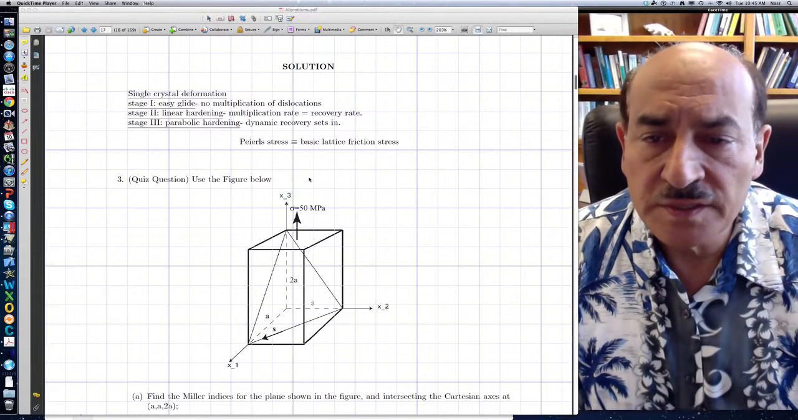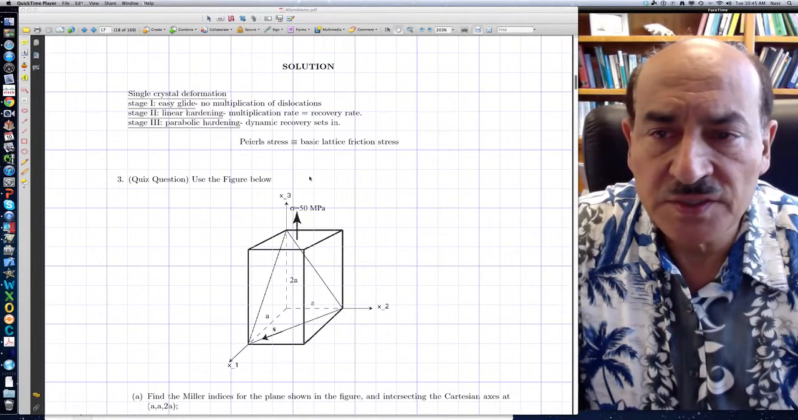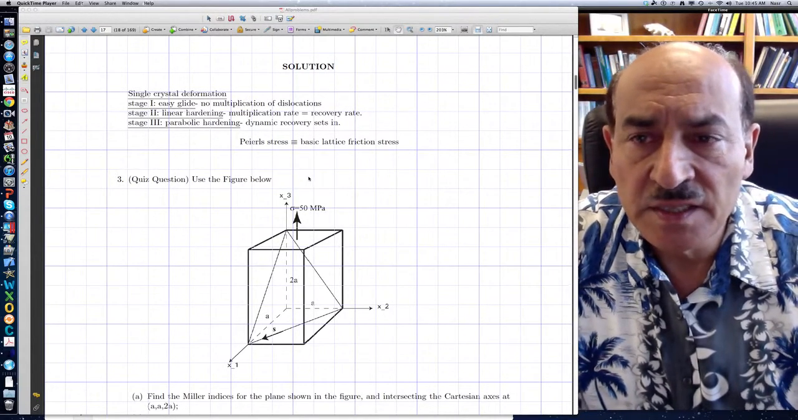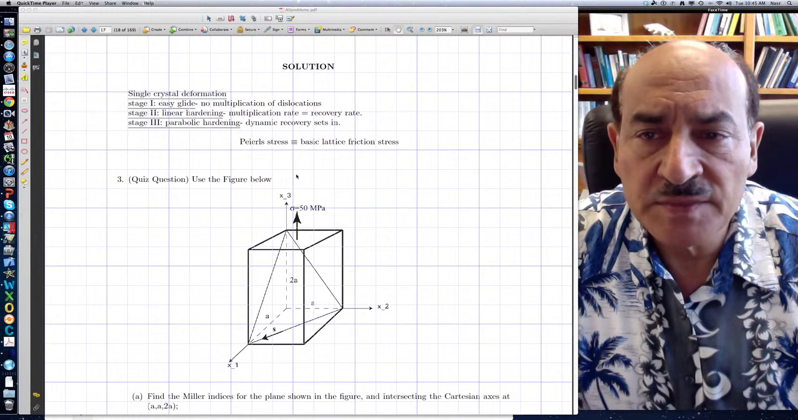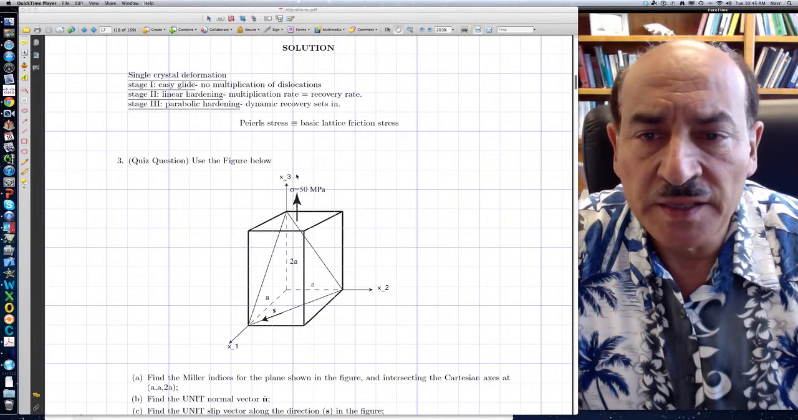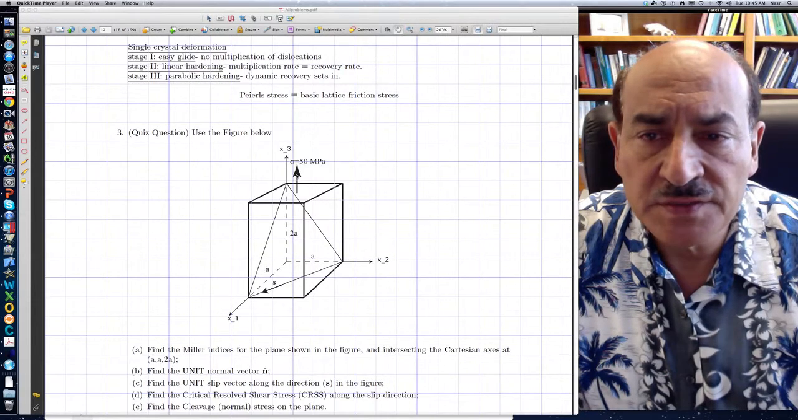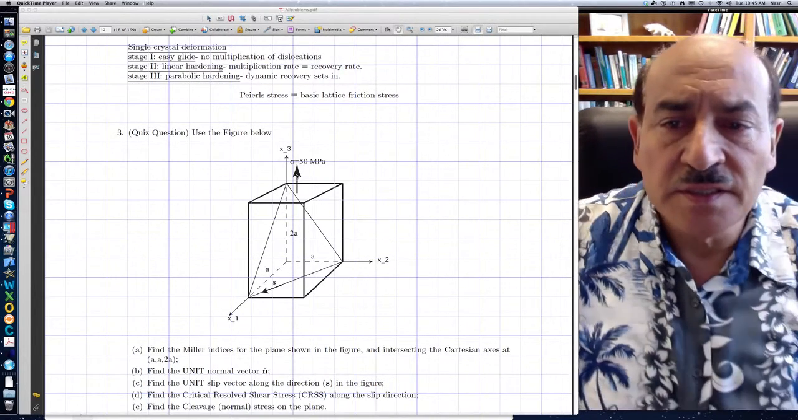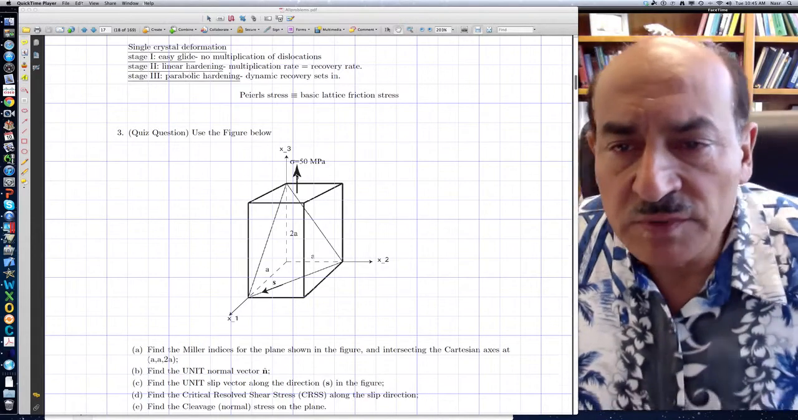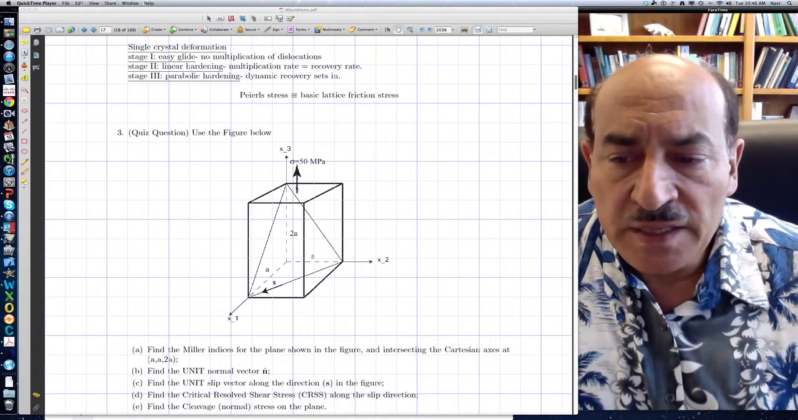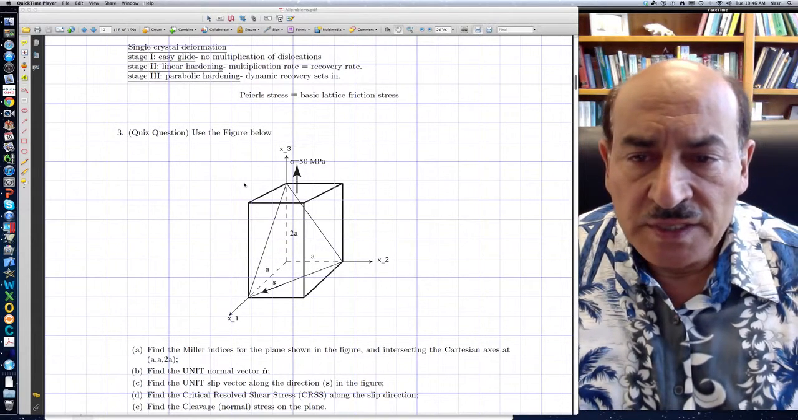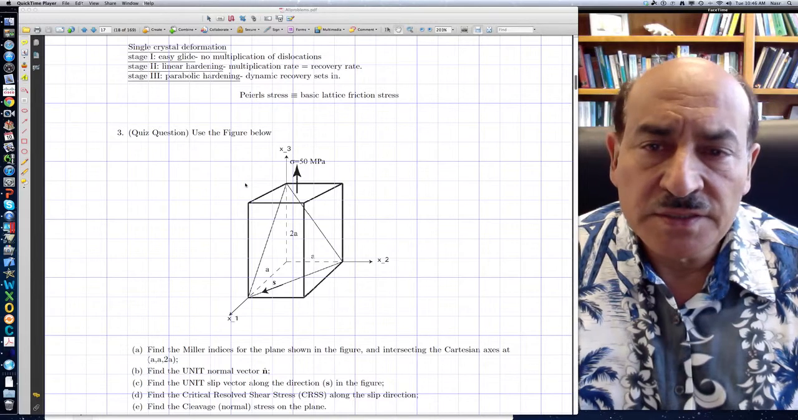I'd like to give a few pieces of advice on the homework assignment. Let's look first at homework assignment 2. And I have here on this figure, as you can see, a problem where we want to calculate a few of the parameters relating to a single crystal.